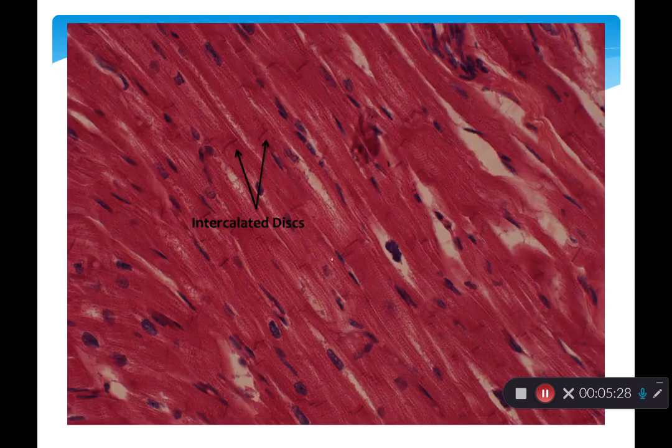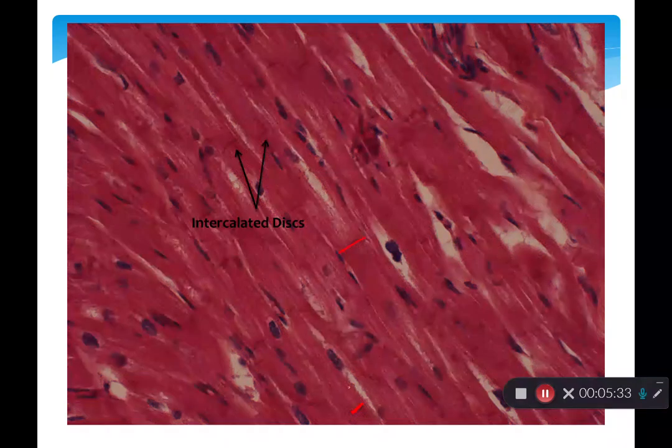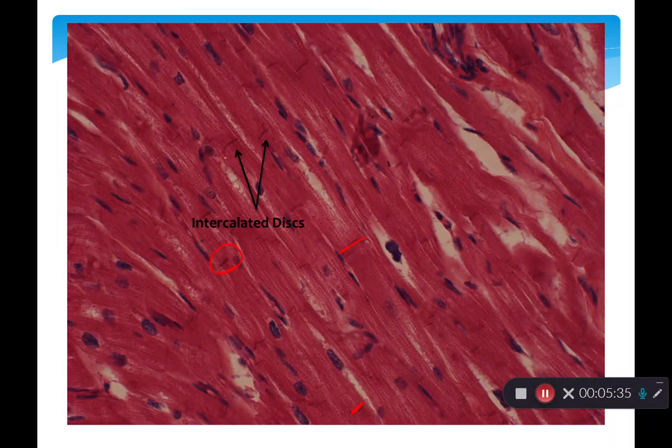So if we look at a slide, there's one, there's one, there's one, there's a couple I have the arrows pointing to, there's one, there's one. You can see the subtler stripes, the striations, but the darker, thicker ones are the intercalated discs. And we're back to 1 nucleus per cell for the most part. If you see a cardiac muscle cell and it has 2 nuclei, that is okay. Some of them do, but the majority of them are 1 nucleus per cell.